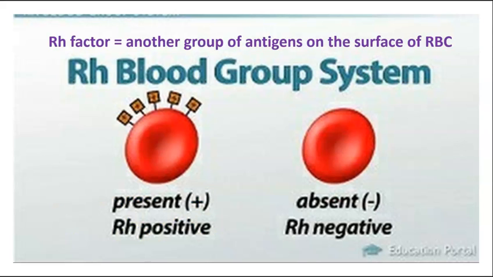Another antigen that we talked about is the Rh factor. This is another group of antigens on the surface of red blood cells. We were able to research this antigen through studies using rhesus monkeys. That is why it's called the Rh antigen. So if an individual has the RhD antigen on the surface of their red blood cells, they are known as Rh positive. If there are no RhD antigens on the surface of the red blood cell, then they are known as Rh negative.